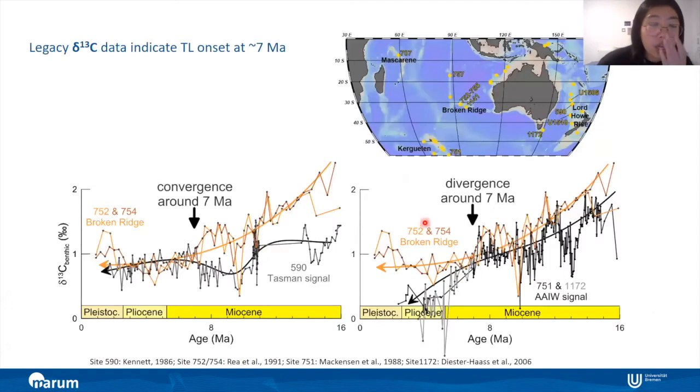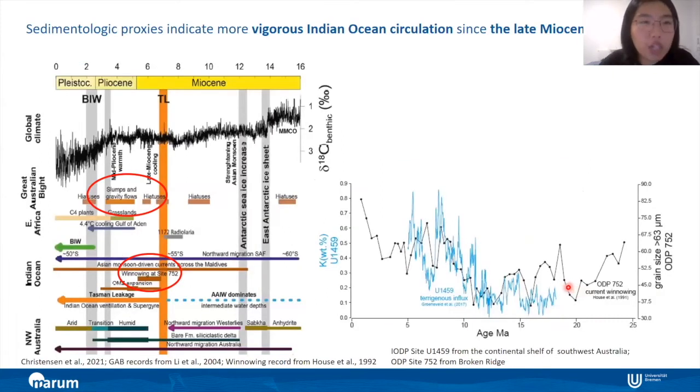Here in this figure, a first-order comparison of previously published benthic foraminifera delta C13 datasets shows around 7 million years. The delta C13 signal from the Broken Ridge here converges with the delta C13 signal from the Tasman Sea, and it diverges from the delta C13 signal from Antarctic Intermediate Waters. This observation indicates an onset around 7 million years ago of waters transported from the Tasman Sea into the Indian Ocean, which replaced the AIW itself. So let's move to sedimentological evidence.